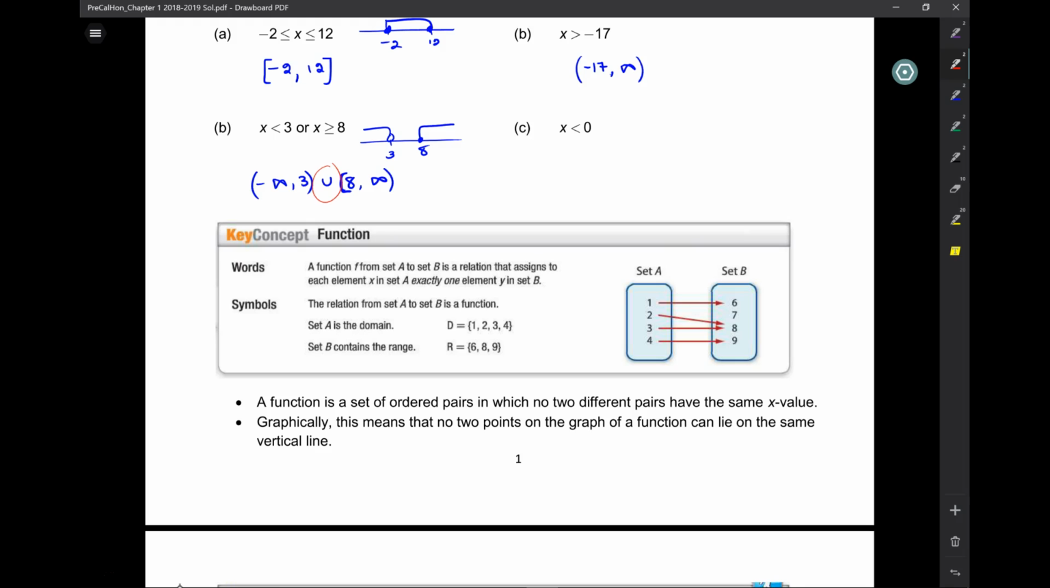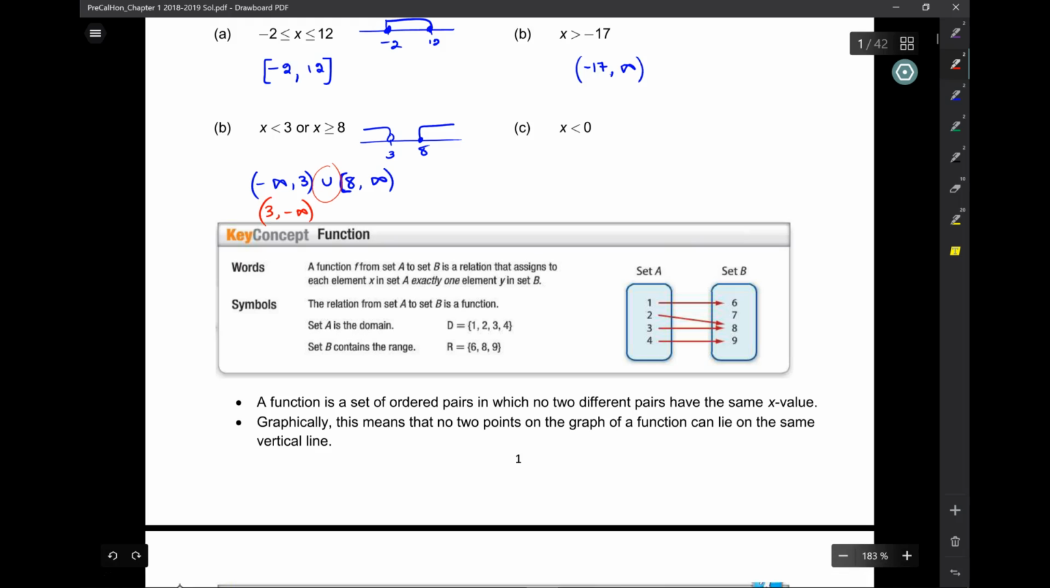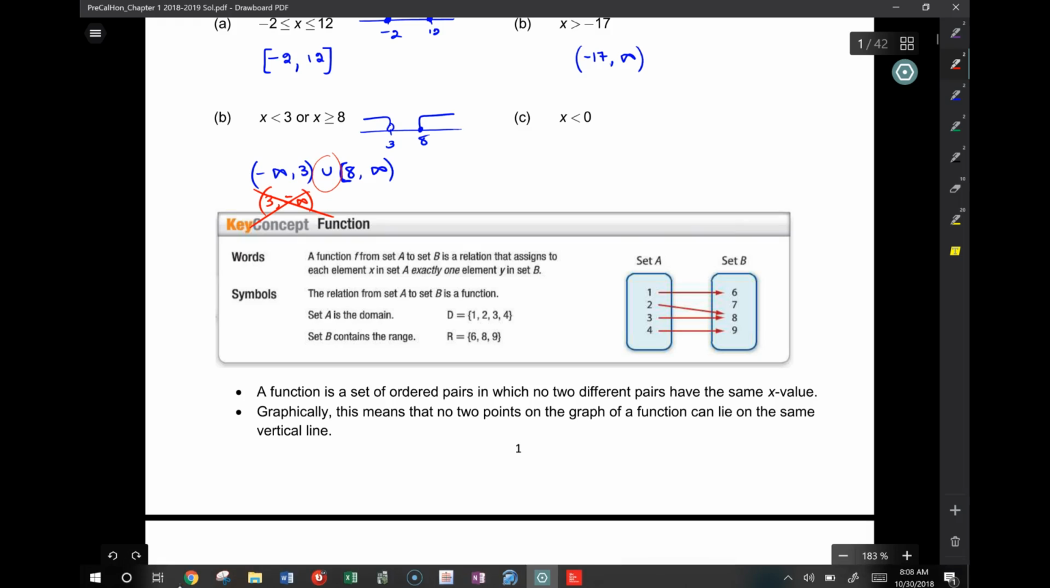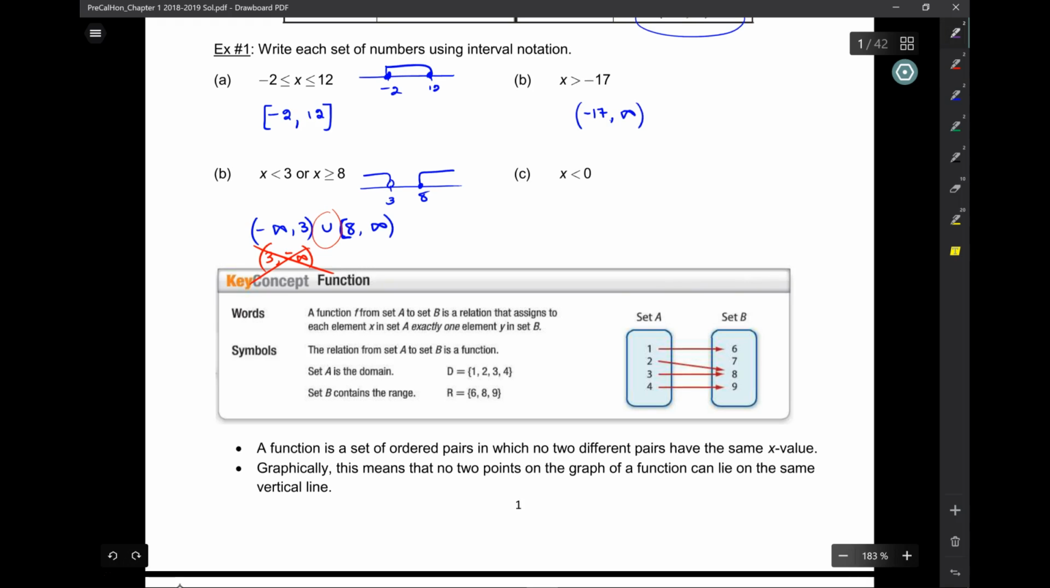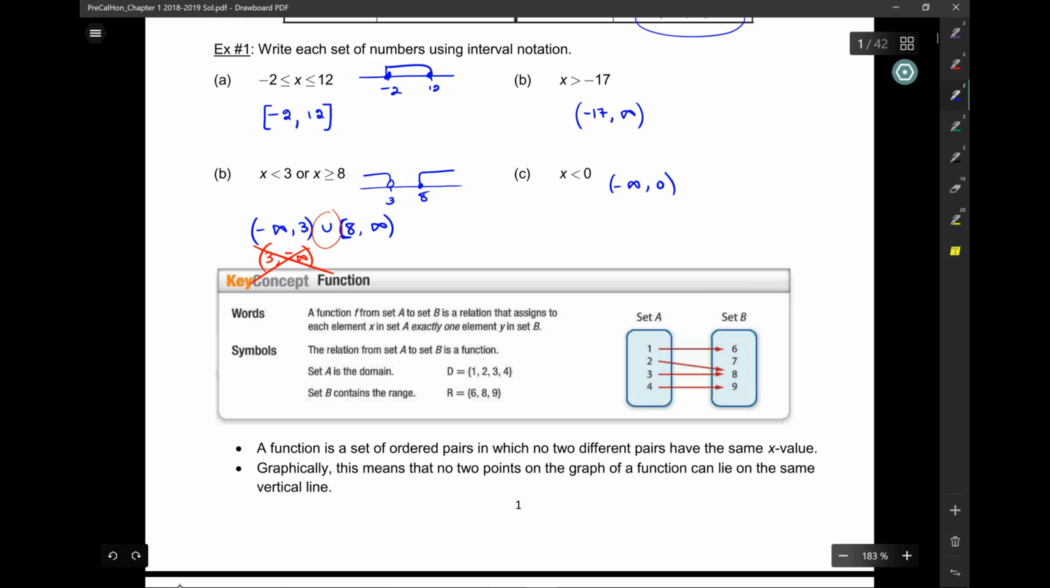Yes. Do you always go from the smaller number to the bigger number? Okay. So we would never say 3 to negative infinity. Students always want to do this, right? 3 to negative infinity. We don't. That's not conventional. We don't like that. Okay. So x is less than 0. How would I write that? Negative infinity comma 0. Negative infinity to 0. Okay. Questions?